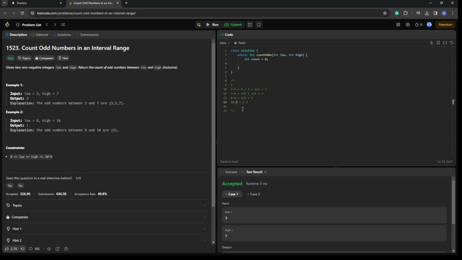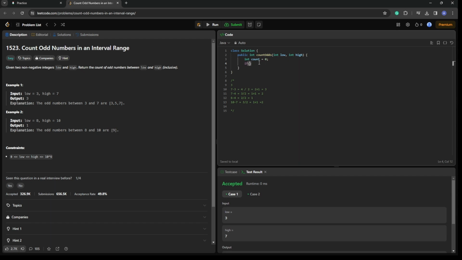What if this is 7? You get 3 divided by 2 is equal to 1 plus 1, and you get 2. It's supposed to be 3, right? Oh wait, no, 7 and 9. Yeah, okay, I think that's right.